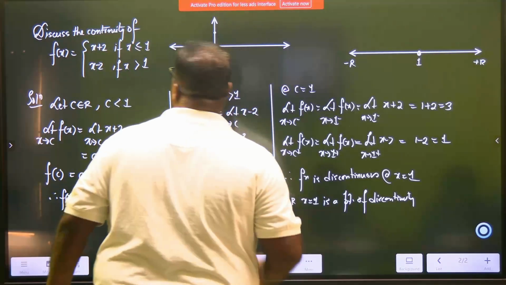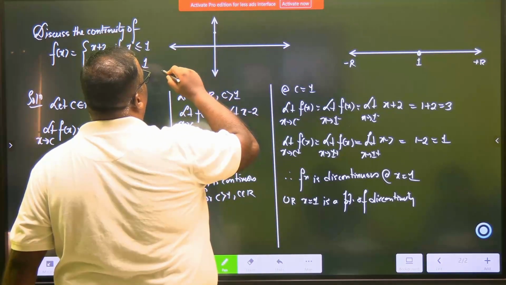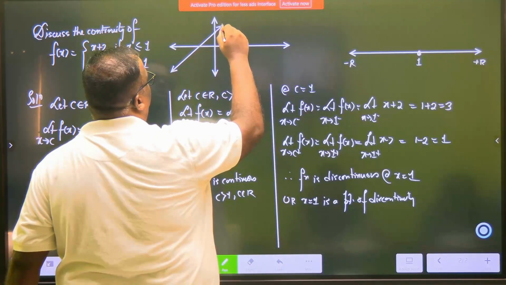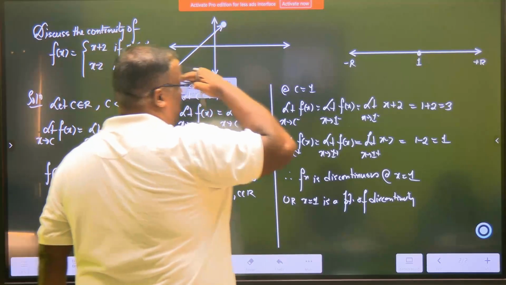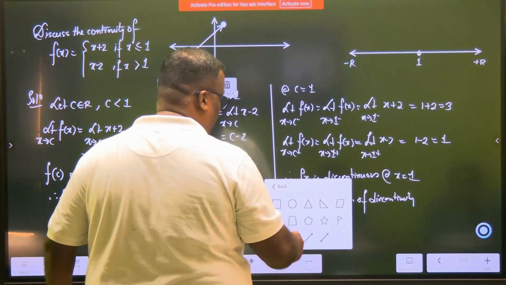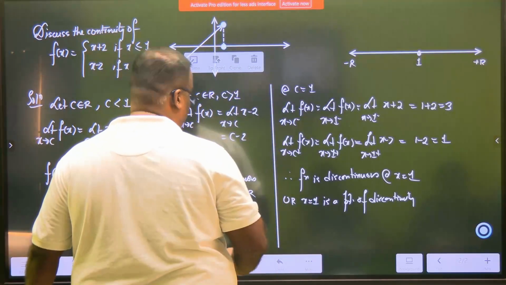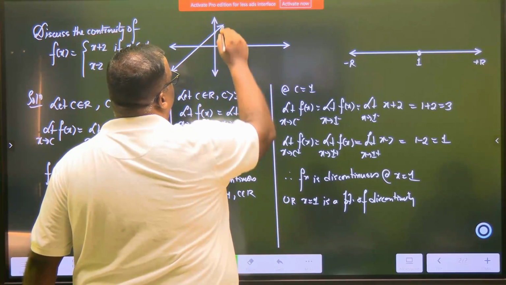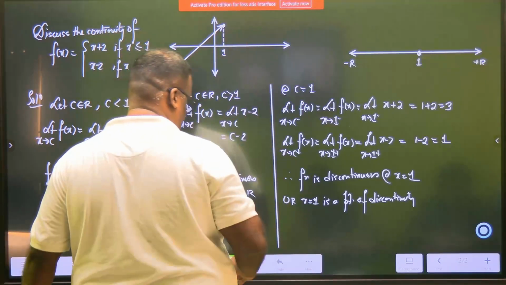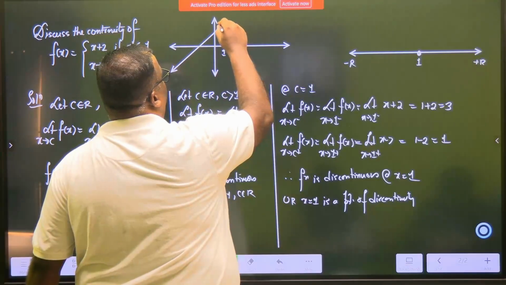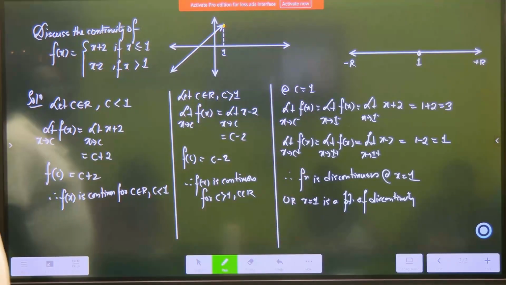But mind you, this is up till 1. So your equation of this plot will be only limited till here, because this is defined at 1. This function is defined at 1. This point is 1. It is defined. You have a value here. You do have a value here. You have a value. Right?